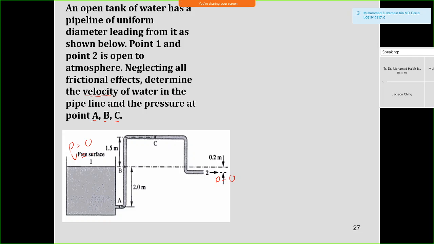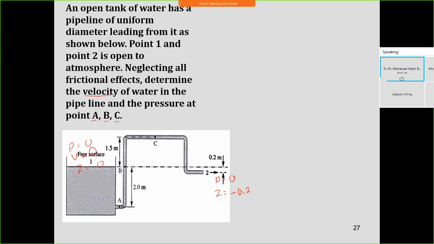Okay, as described before, when it is at the open surface, assume that the surface area A is too big, so the V now becomes 0. And then for Z, the difference between point 1 and point 2 is 0.2 meter. So we can assume that Z here is equal to 0, so Z here becomes negative 0.2.